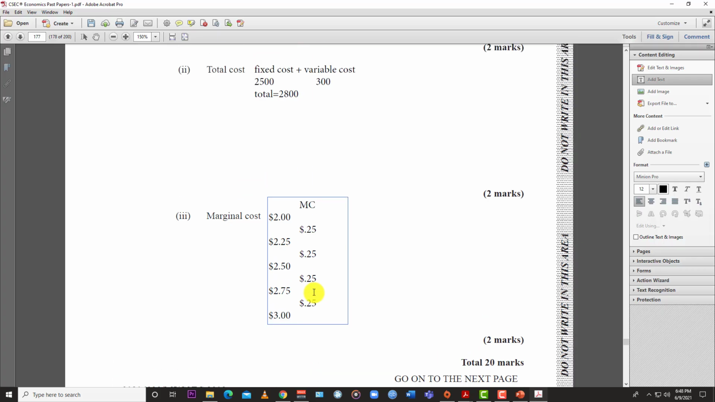All right, so that's it for that question. So that's it for the May-June 2019 CSEC Economics Paper 2 question.